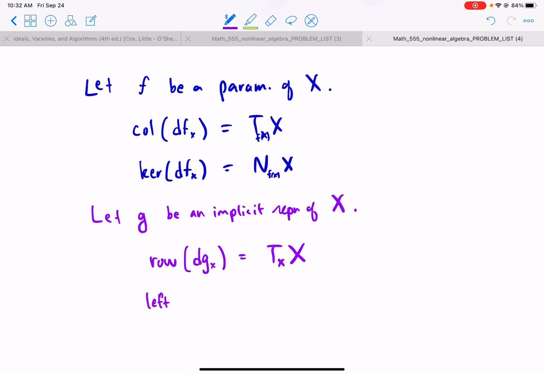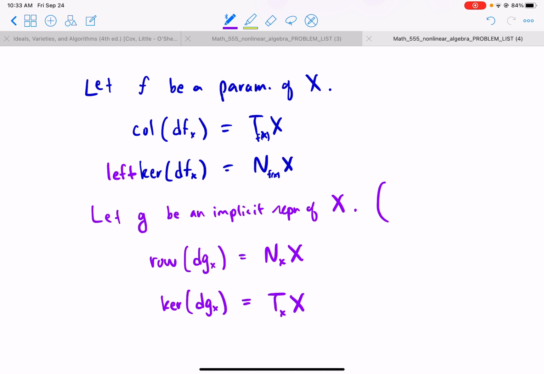Oh, the left kernel should be up there. Well, okay, it just depends on what you call the kernel. You could say the kernel of A transpose, the kernel of dfx transpose, but let's say the kernel of dg of x is equal to the... whoops, I switched this. Okay, so this is why it's useful to write this down. Make sure we get it correct.